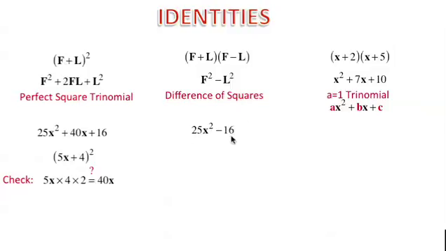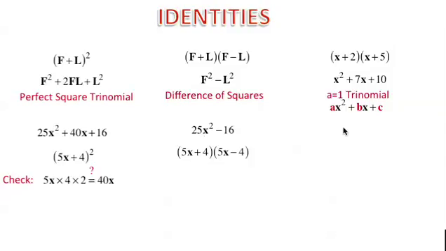And there's a sign difference. In this case, the second one is negative and the first one's positive. So all you have to do is make two brackets, put a plus in the middle of one and a minus in the middle of the other. Then take the square root of the first term, which is 5x, and the square root of the last term, which is 4. Then do that again in the next bracket, 5x and 4, and there you go. So that's how to factor a difference of squares.